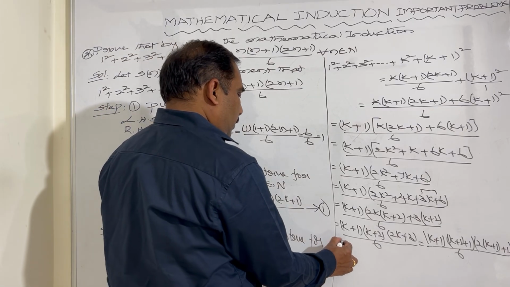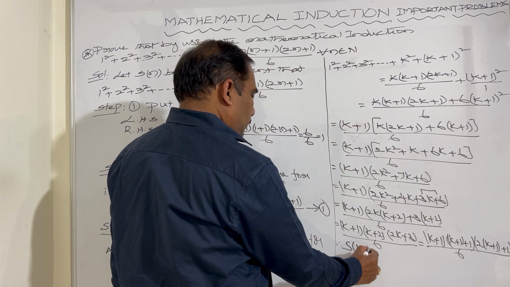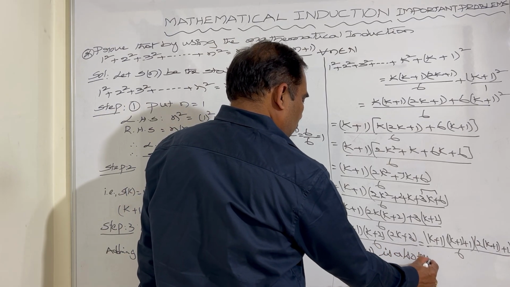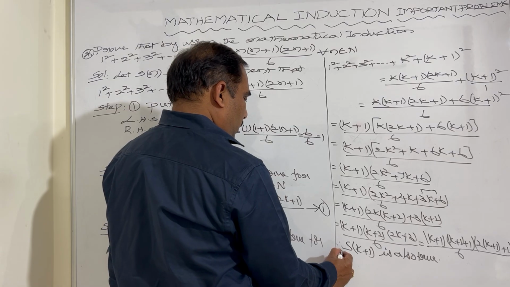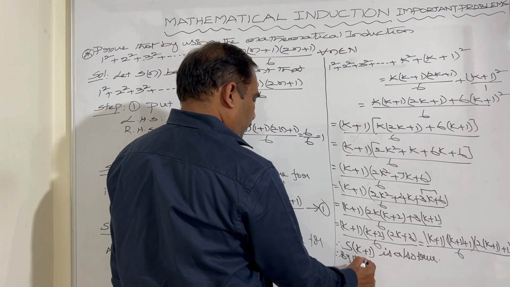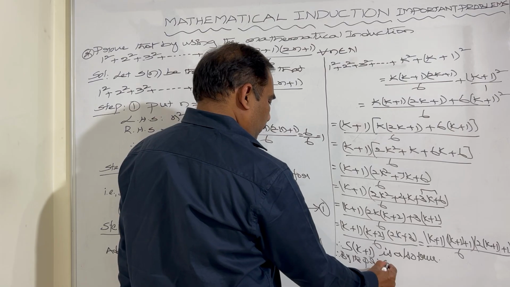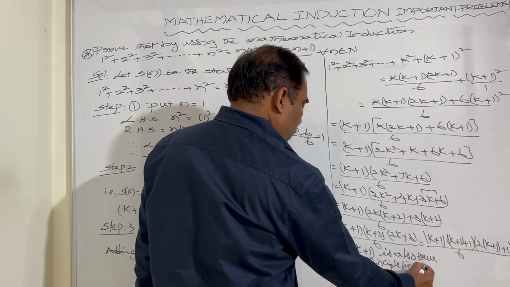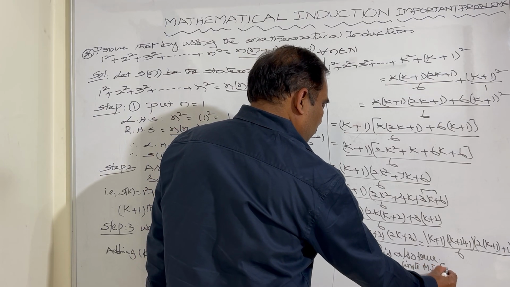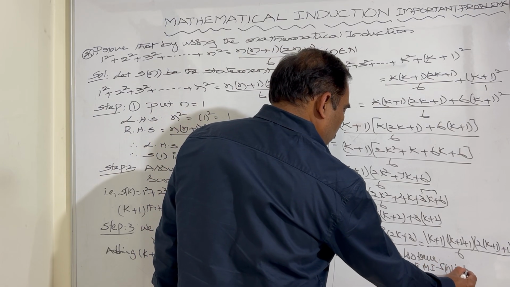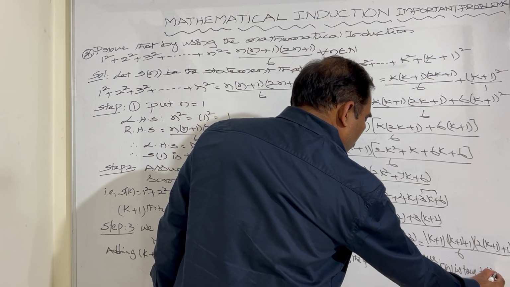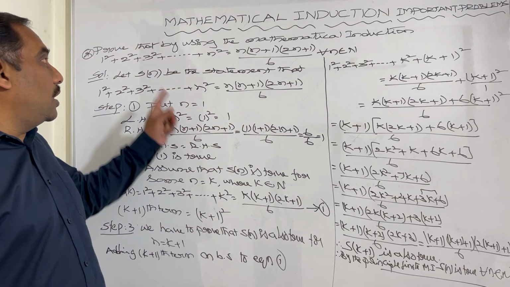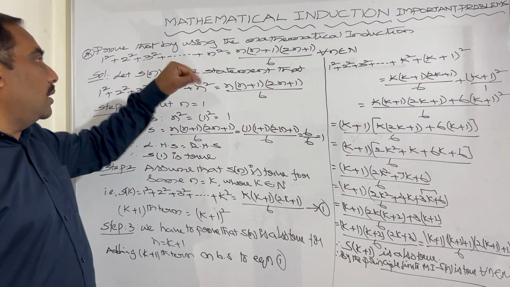So therefore finally we can write S of k plus 1 is also true. So therefore finally we can write, by the principle of finite mathematical induction, S of n is true for all n belonging to the set of natural numbers N. See, like this we can prove the given statement by using mathematical induction.